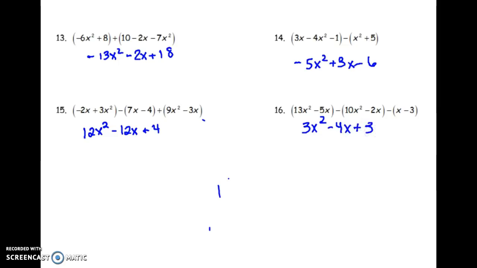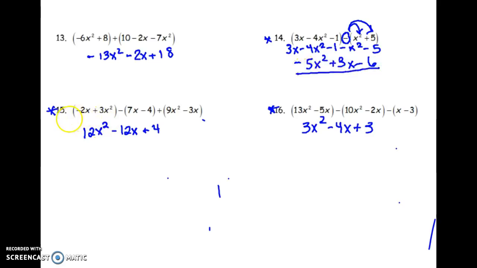Okay, so with number 14 and number 15 and number 16, if you got any of those wrong, notice the minus sign right here, and check to make sure that you rewrote the problem. Okay, so if you had rewritten the problem, we do have a little bit of time left in the video, you should have had 3x minus 4x squared minus 1 minus x squared minus 5. Okay, with this being the answer.